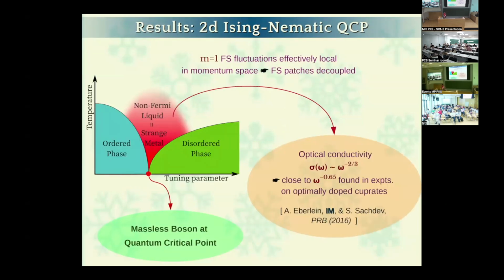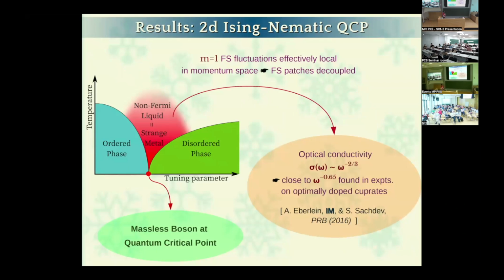Okay, so first let me tell you what the results were that we got. We computed this kind of thing in generic dimensions. That means we computed it for two-dimensional systems as well as three-dimensional systems. So for the 2D Ising nematic quantum critical point, the Fermi surface is one-dimensional, and I will denote by M the dimensionality of the Fermi surface. So M equal to 1 is the case to consider here. Now here we find that the fluctuations are effectively local in momentum space. And that means the various Fermi surface patches are decoupled from each other. They don't talk to each other. And this is in momentum space, remember.